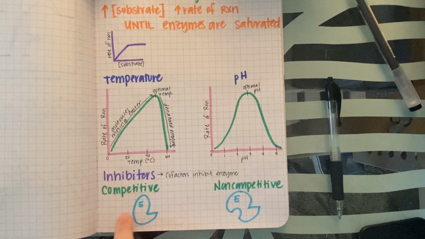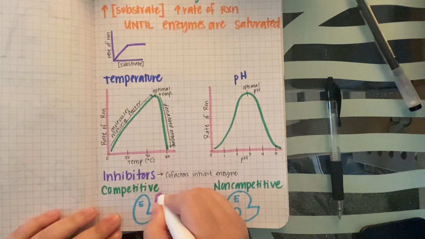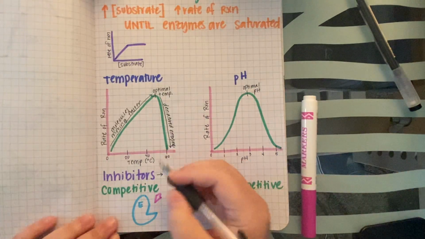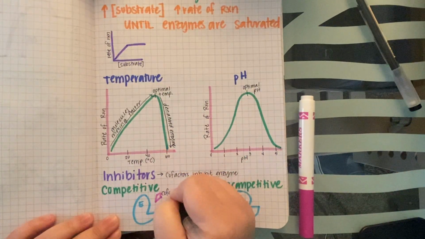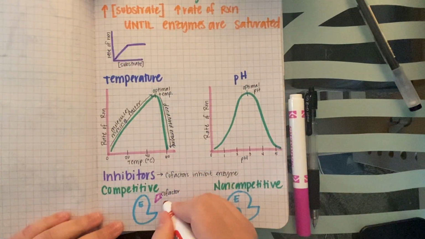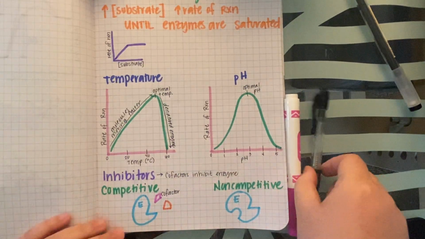With competitive inhibition, the cofactor is shaped in such a way that it is also able to bind with the active site. So this is my cofactor. And then let's draw my reactant, and they're going to be similarly shaped. This is my substrate.